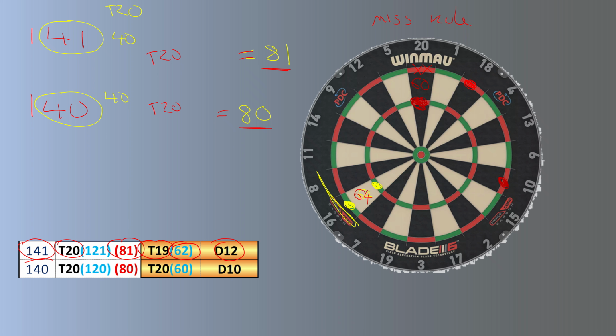So 140, treble 20. I'm just adding 40 onto 40. It leaves 80. Treble 20 and double 10. Hitting the big 20, we'd leave 60. Got a single 20 for double top. Okay, so it's really quite straightforward.